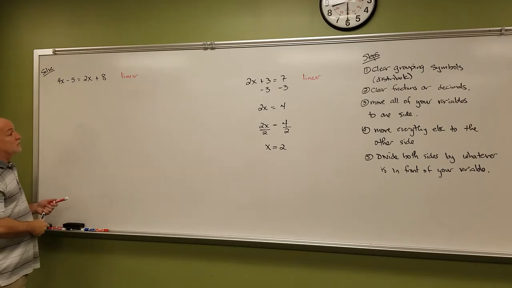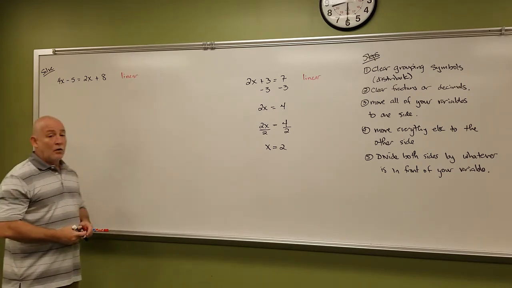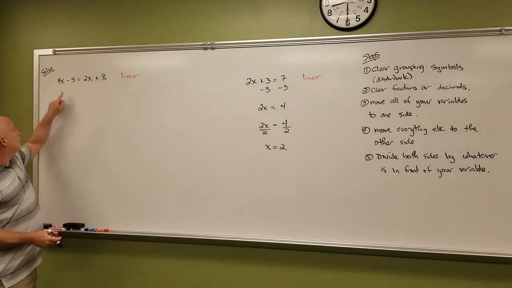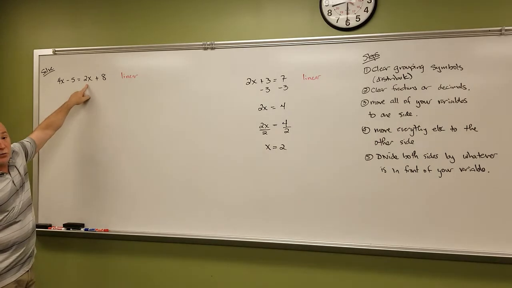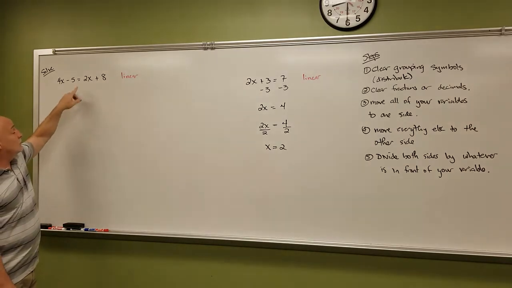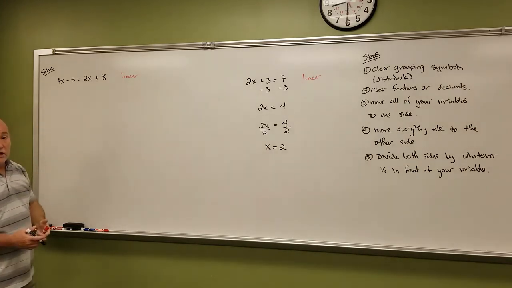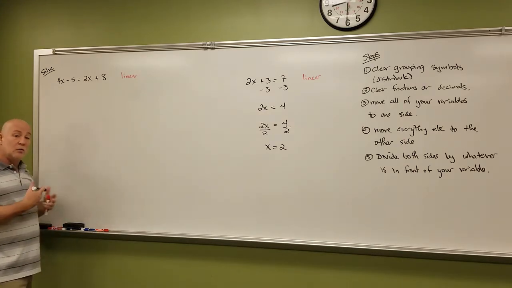Step 2, clear fractions or decimals. I don't have any of those. Step 3, move all your variables to one side. Now in this case, you can see I have a term that has x's on the left and a term that has x's on the right. So we don't have all of our x's on one side. So you need to move them to one side or the other.